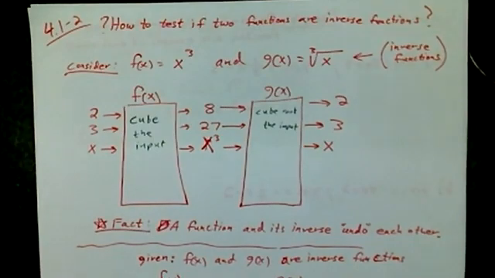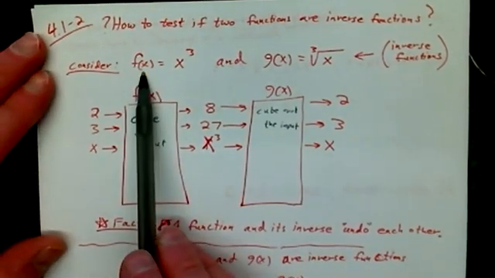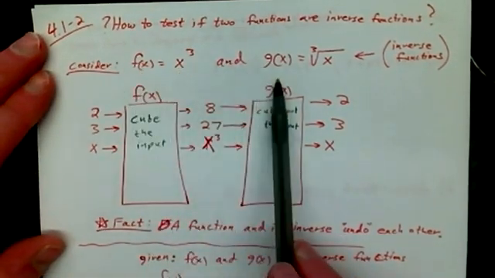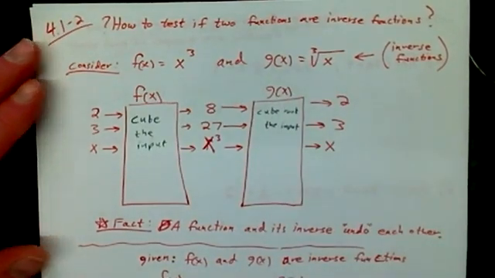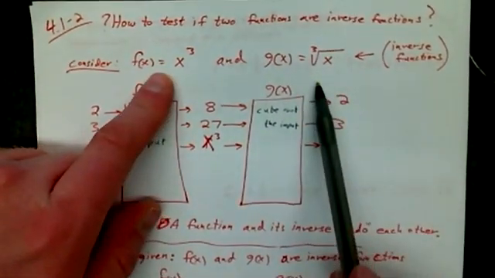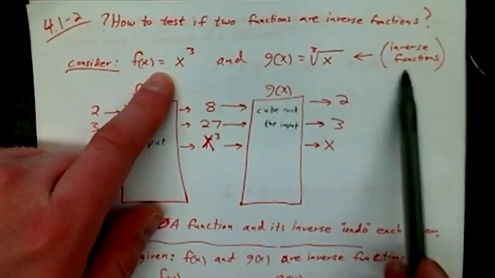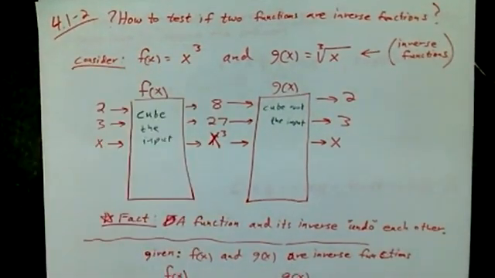So for some motivation, let's use what we used earlier. We'll use f of x equals x cubed and g of x equals cube root of x. Now we saw earlier, mostly because I told you and I showed you the graphs, these are inverse functions. I will guarantee you that, okay?